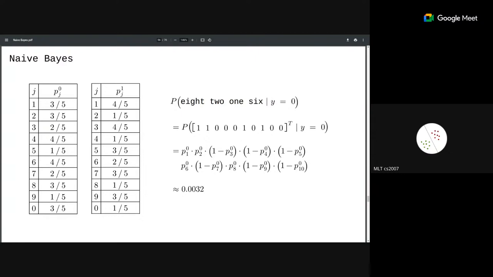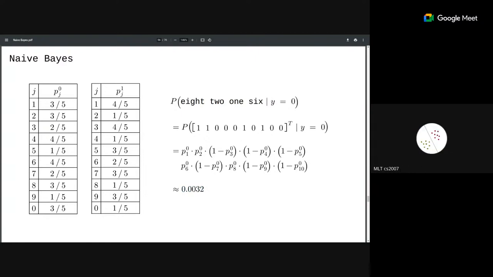Now, what do you expect P of this given y = 1 to be? Will it be higher than this or lower than this? Intuitively, what do you expect? I think it should be higher. It should be higher. Okay. So greater than or equal to 0. Okay, with respect to this, what will it be? Will it be lesser than 0.0032 or more than 0.0032?